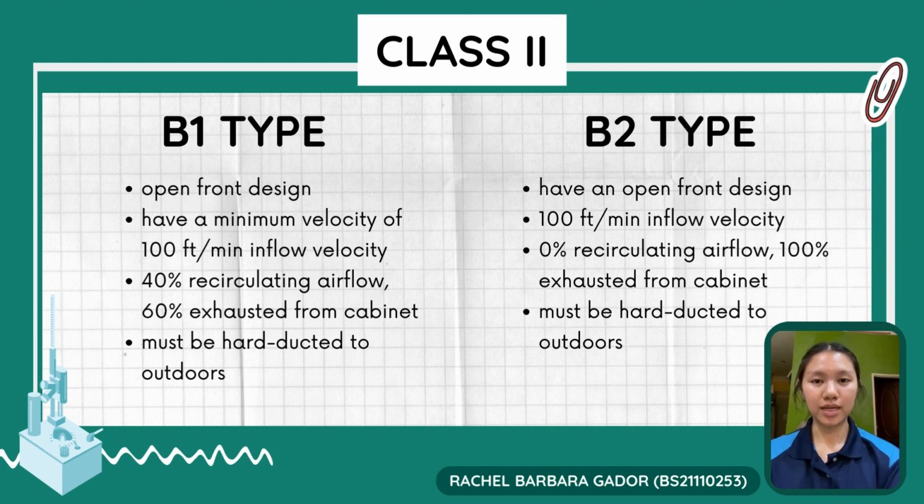For B1 and B2 types, both have an open front viewing window with a minimum inflow velocity of 100 feet per min. They must be hard ducted outdoors, but the recirculating airflow is 40% while 60% is exhausted from the cabinet for the B1 type. On the other hand, 100% is completely exhausted from the cabinet for the B2 type.